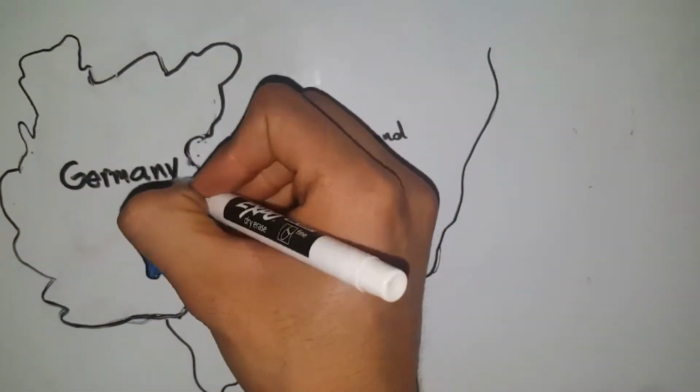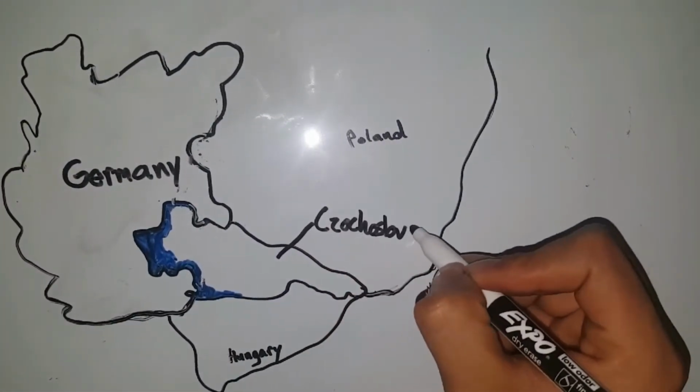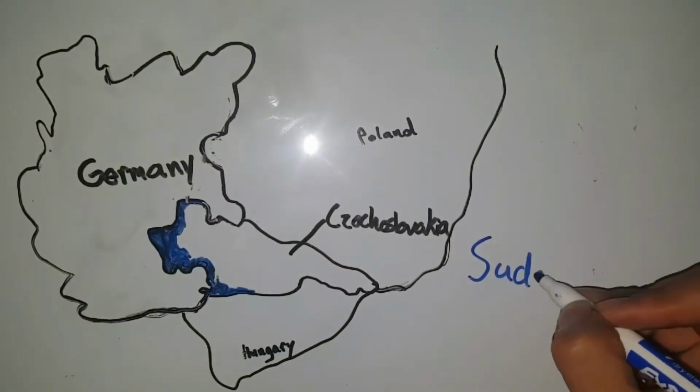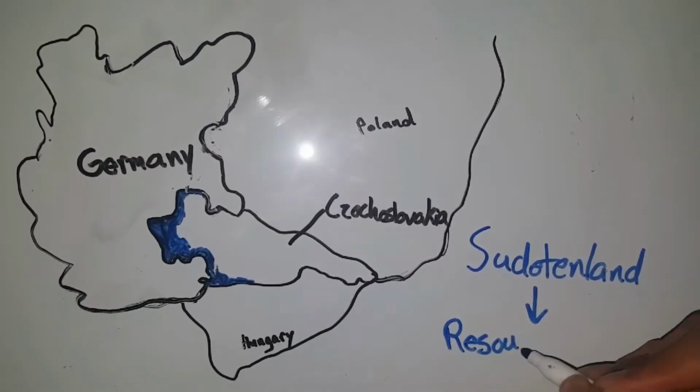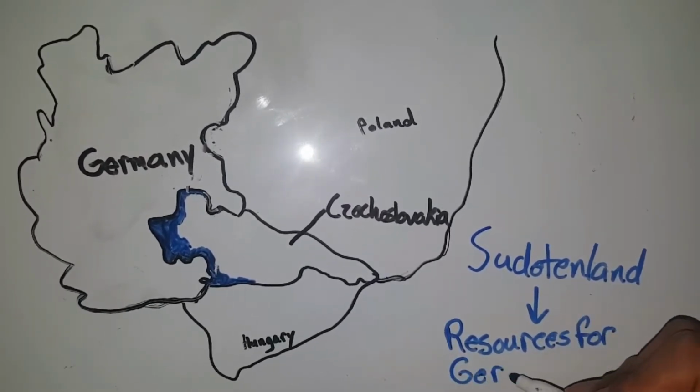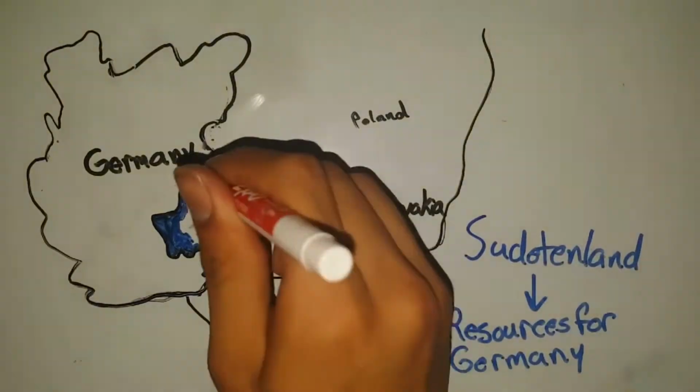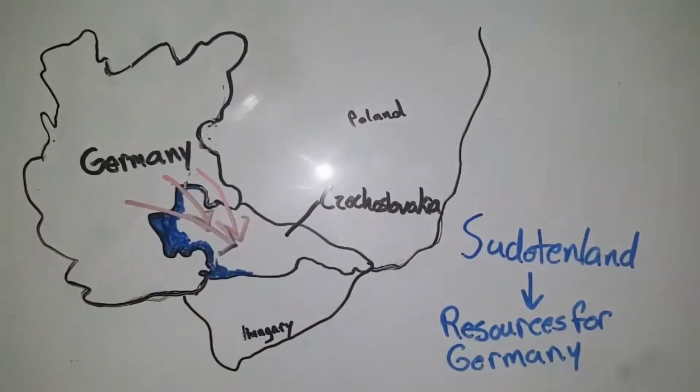This had a great impact on Czechoslovakia, as this region consisted of 66% of Czechoslovakia's coal, 70% of its iron and steel, and 70% of its electrical power. Hitler did not stop at this. He began to make his way to take over all of the Czech Republic.